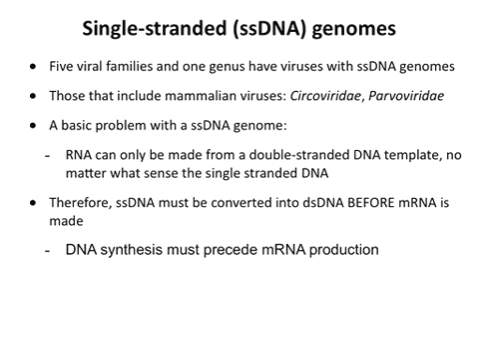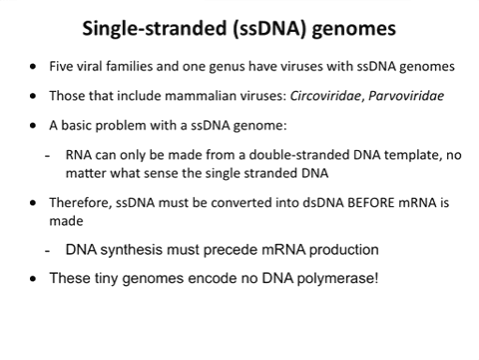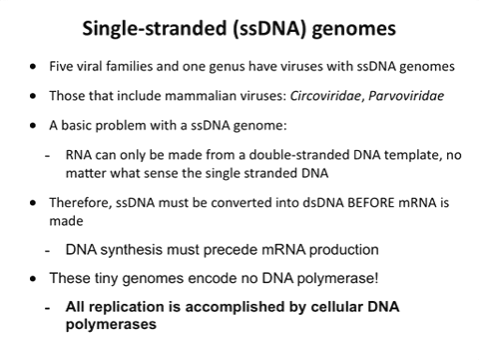So this is one of the questions I had up earlier. What's the order of events that happens? Well, here you have to first do DNA synthesis and then make mRNA. And that'll be different for different viruses. And by looking at the genome, you can deduce a lot of that. These genomes don't encode a DNA polymerase. They're small, as are the double-stranded DNA viruses that we talked about. They use cellular DNA polymerase to replicate their genomes.